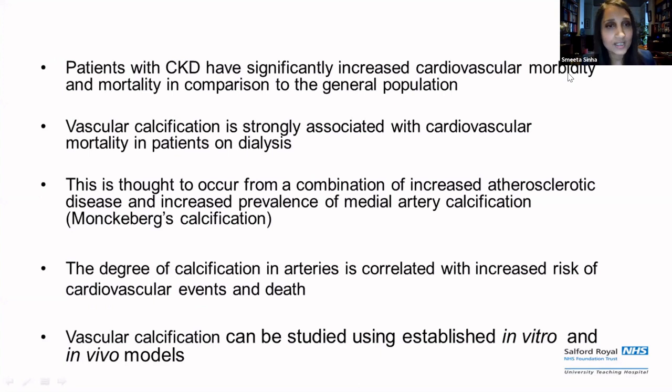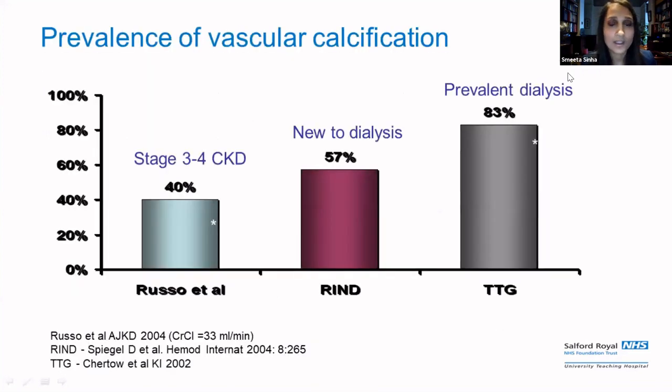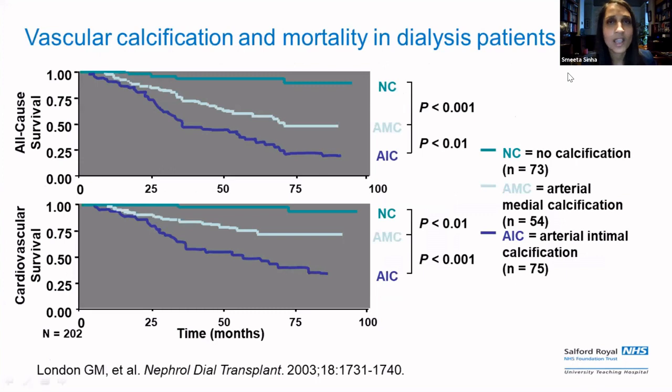But we are fortunate. There are a number of vascular calcification in vitro and in vivo models that have been established and allow us to study the pathophysiology. So looking at the prevalence, well, we have known for many years that calcification is an issue for patients with kidney disease, and it's prevalent in CKD 3 to 4, but by the time you get to patients who are prevalent on dialysis, you're looking at 83% as per the Treat to Goal data. And that correlates with mortality.